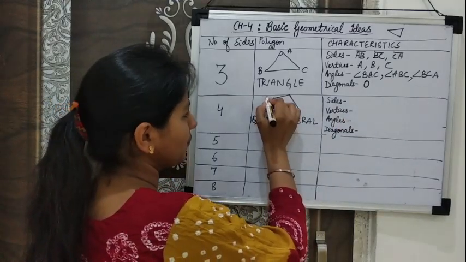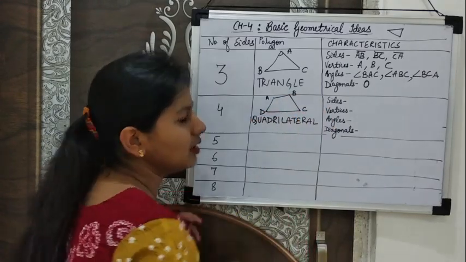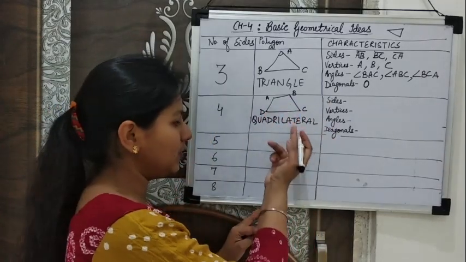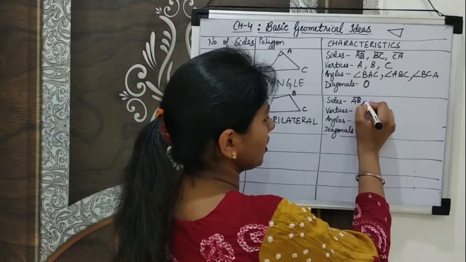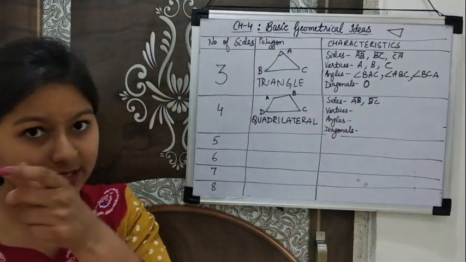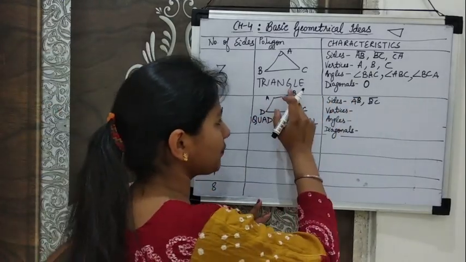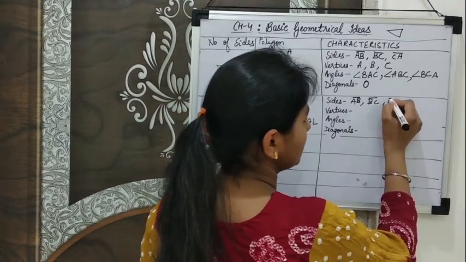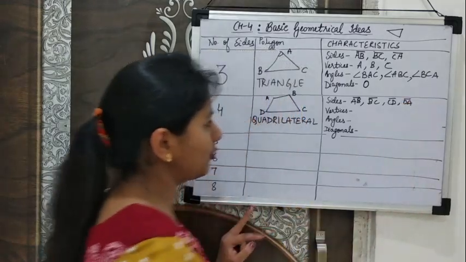Let's name it A, B, C and D. Sides: 4 sides, we can easily see there are 4 sides. AB, BC, CD and DA. Why am I placing this symbol? Because all these are line segments. That's why the symbol of line segment is placed. These are the 4 sides of the polygon.